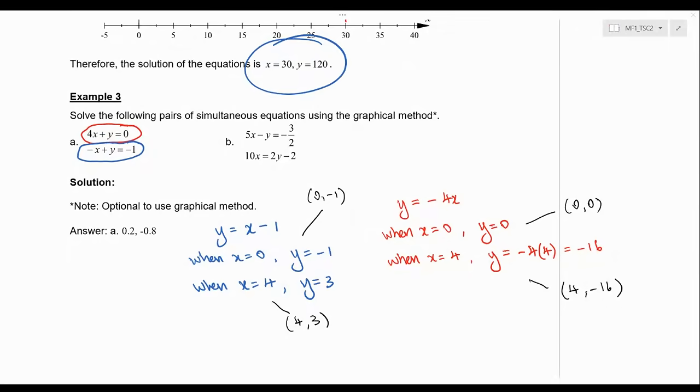Okay, let me draw it out. (0, minus 1), (4, 3). Okay, just hang on a moment. I am going to show you the plot.